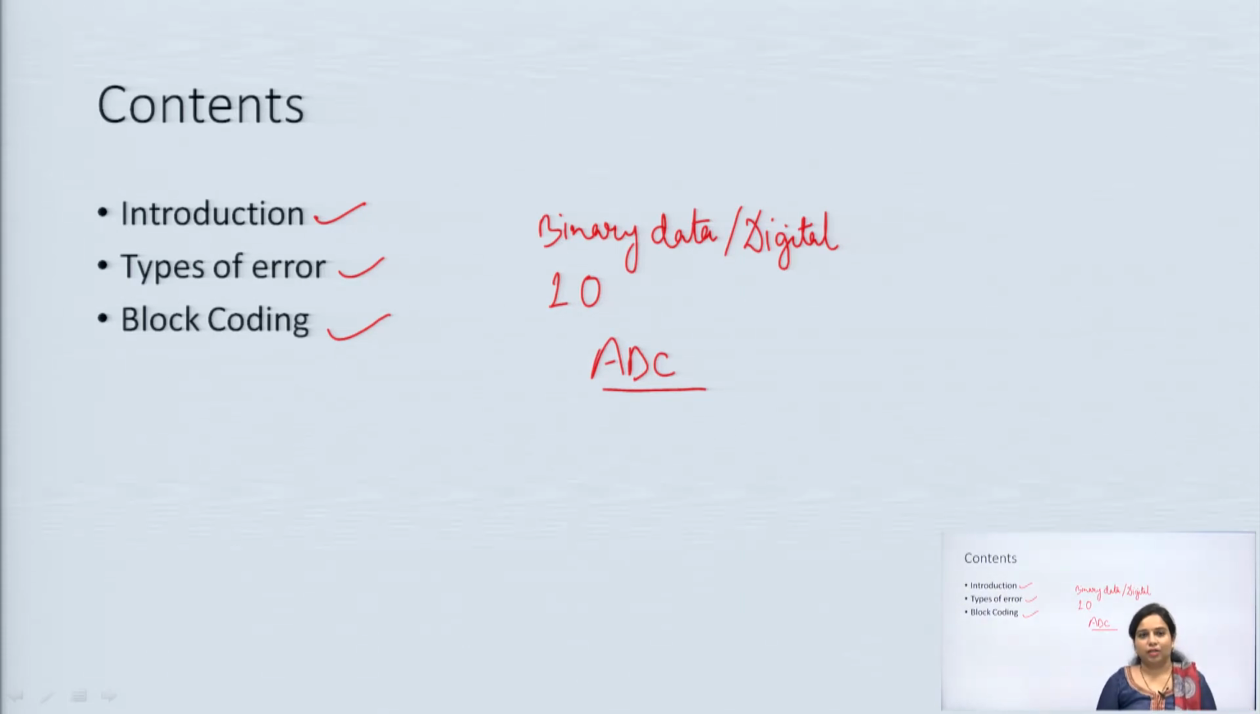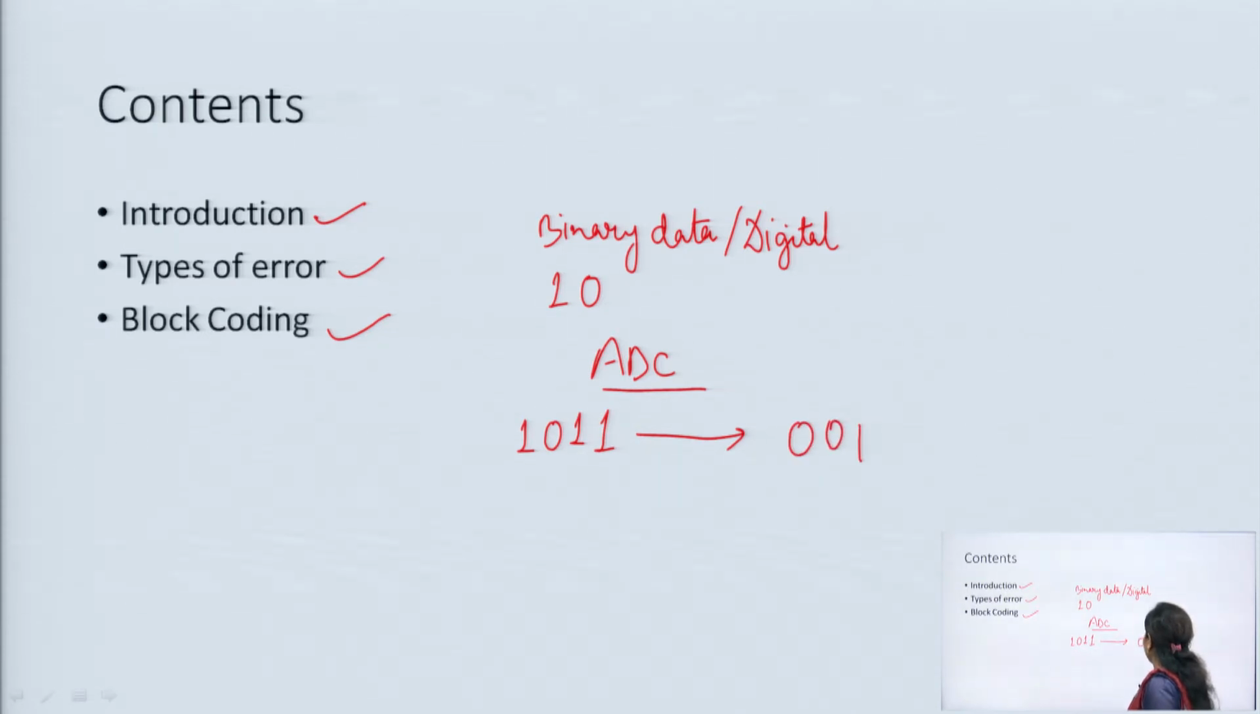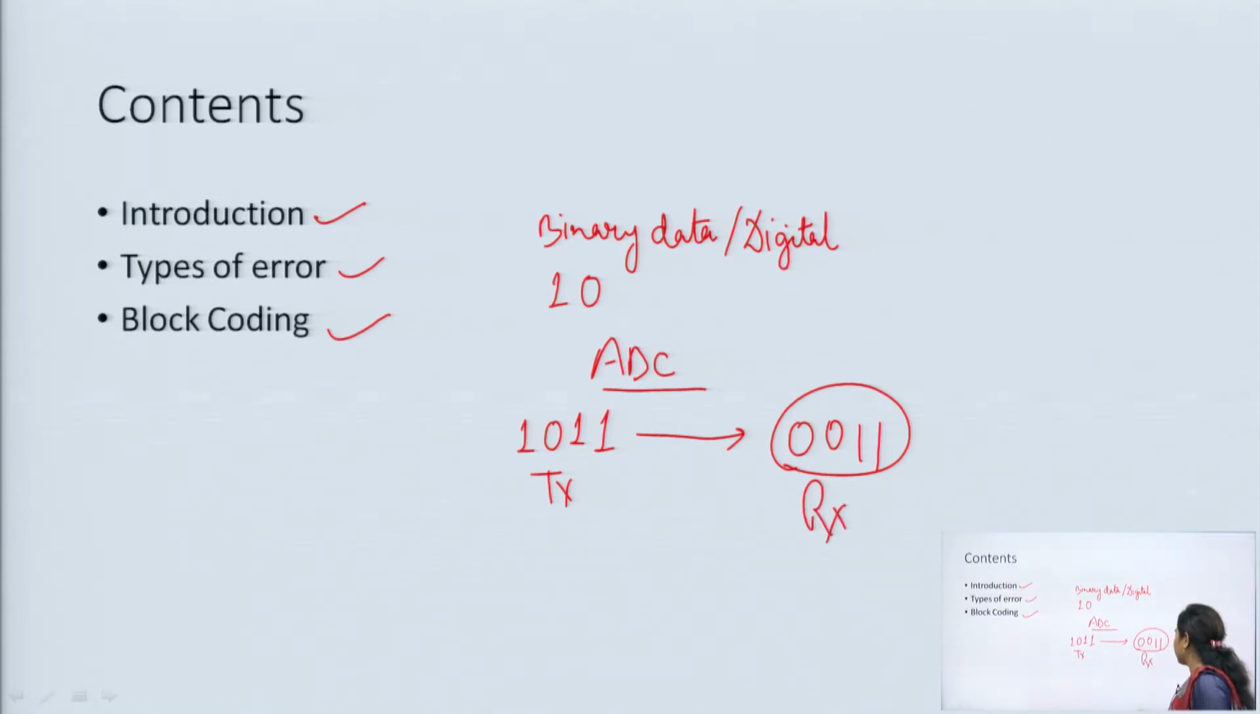Whenever you are transmitting this kind of information, in analog also it will be affected with noise. But in case of binary data, let us say I will take an example: if I am transmitting 1 0 1 1, 4 bits of data, and I receive 0 0 1 1, then at the receiver end you cannot find whether the error has occurred or not. This is at the transmitter side and this is at the receiver side. So, for whatever information we have received at the receiver, we have to use error detection and correction.